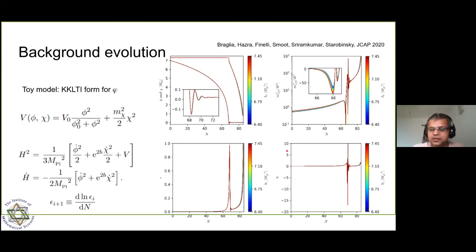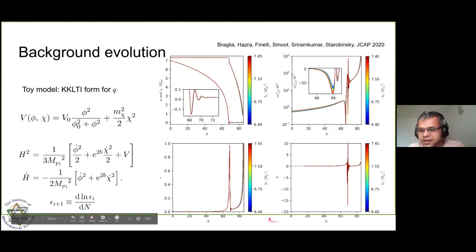And the second slow roll parameter is the parameter eta, and just a second, I'm sorry. I'm sorry, my daughter certainly came in. Okay.